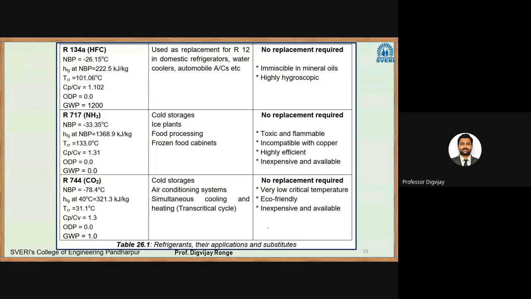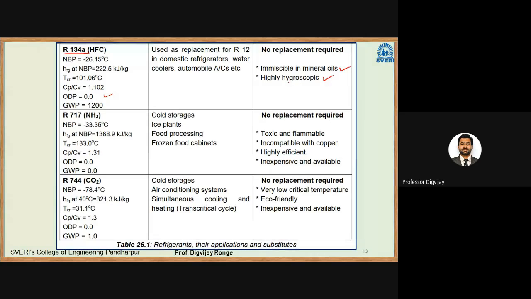Next, R134A, HFCs, hydrofluorocarbons. Their ozone depletion potential is 0, which is very good, but their global warming potential is 1200. It is used as a replacement for R12 in domestic refrigerators, water coolers, automobile ACs, etc. So for R134A, no replacement is required. It is immiscible in mineral oils, and it is highly hygroscopic.